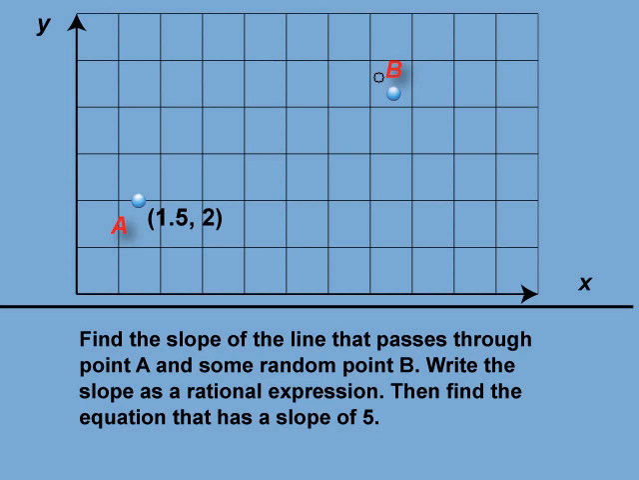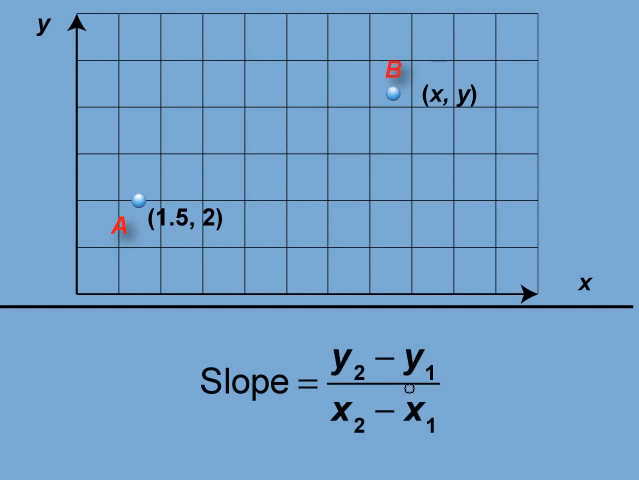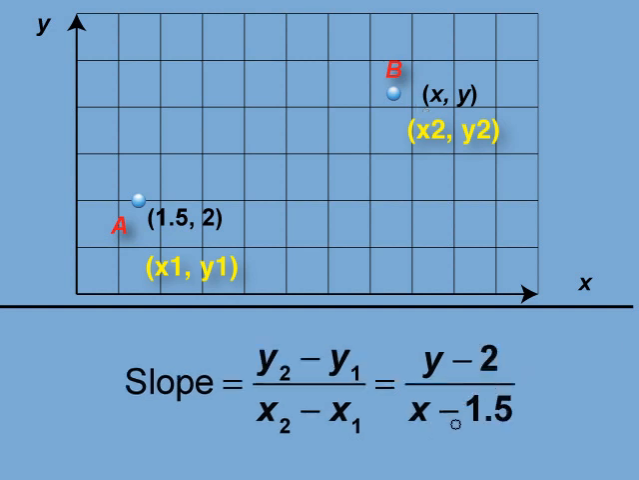We're also told that B is a random point, meaning that it doesn't have specific coordinates. So we label the coordinates for B as x, y, as shown here. To find the slope of the line connecting these 2 points, we use the slope formula, as shown here. Let's assign x1 and y1 to point A, and x2 and y2 to point B. Plug their corresponding values into the slope formula, as shown here.